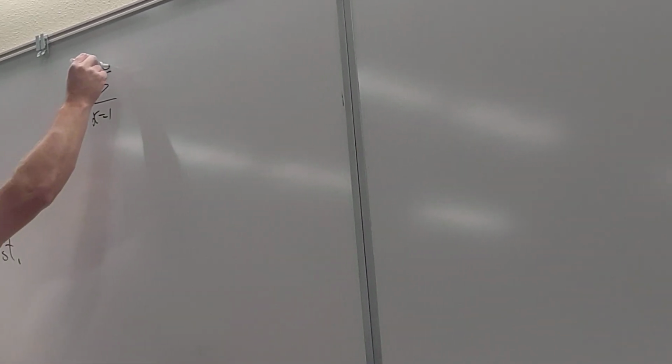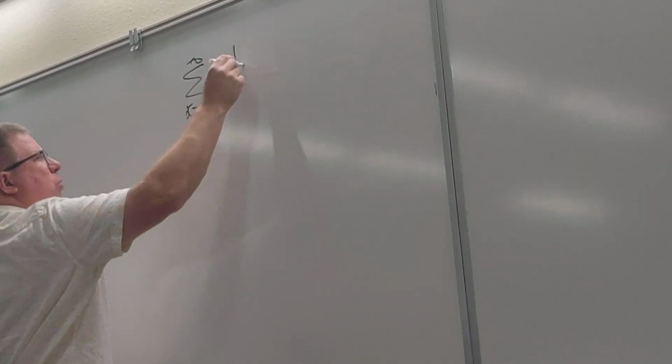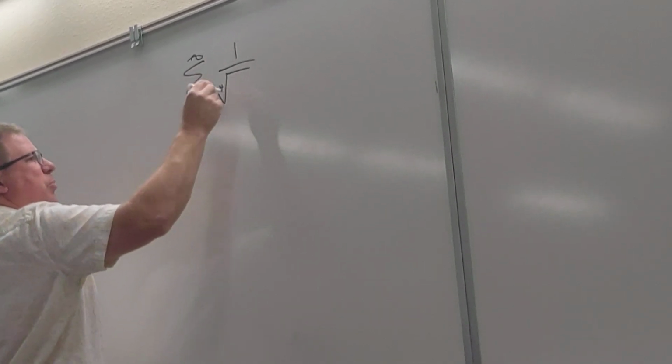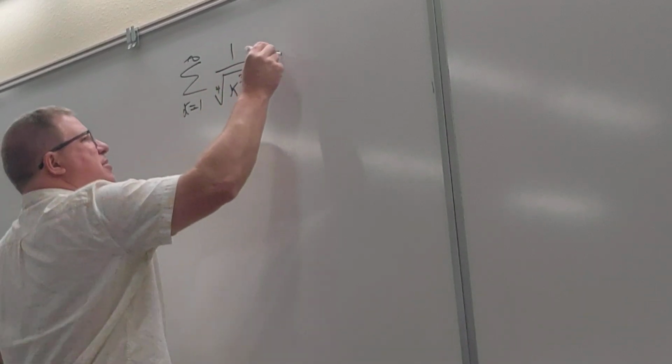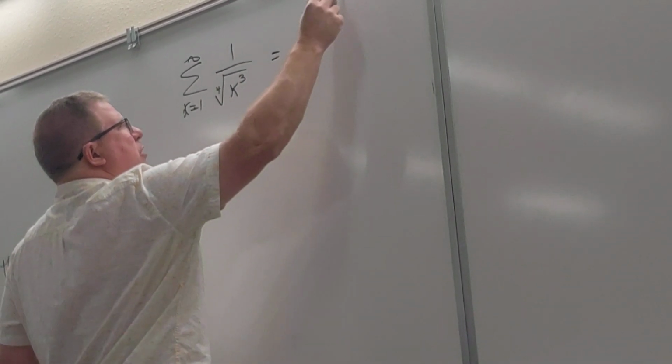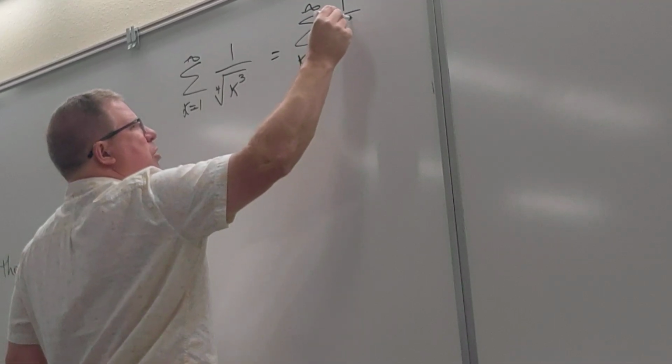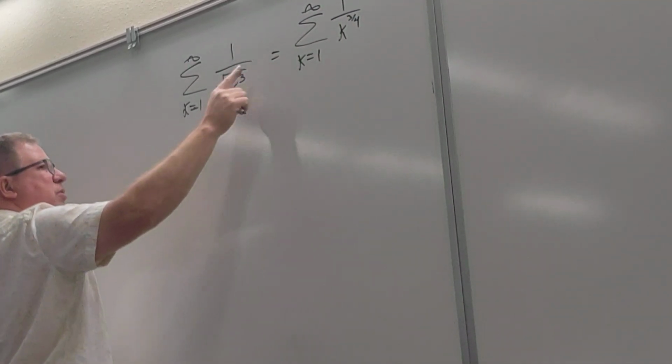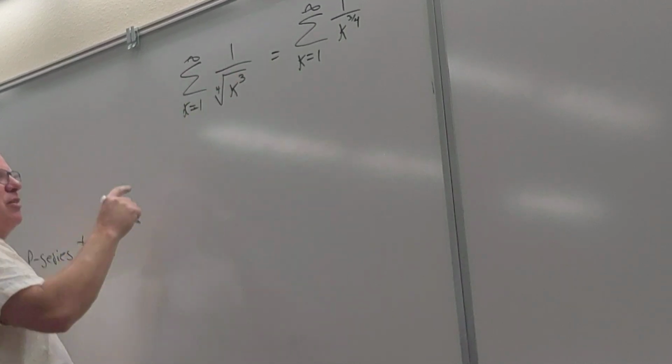K equals 1 to infinity of 1 over the 4th root of k to the 3rd. How do those index roots and exponents work? That's the same thing as k to what power? The 3/4, yes. This is the same thing as the sum k equals 1 to infinity of 1 over k to the 3/4. The exponent is the numerator, the index is the denominator.